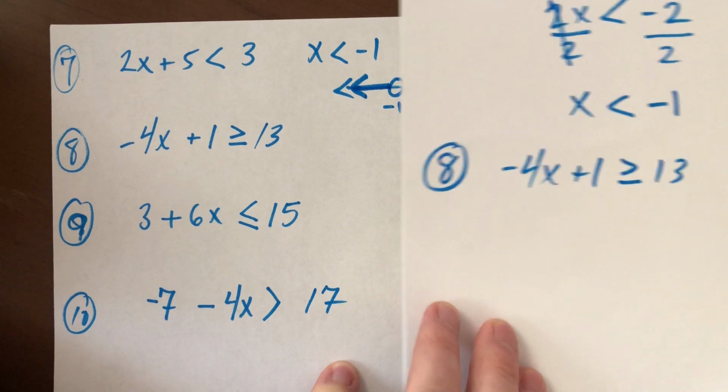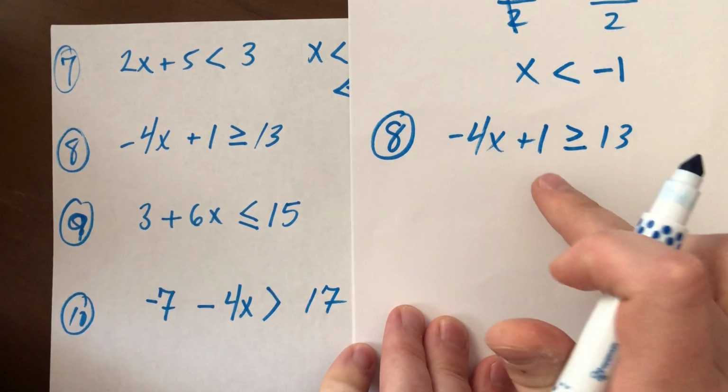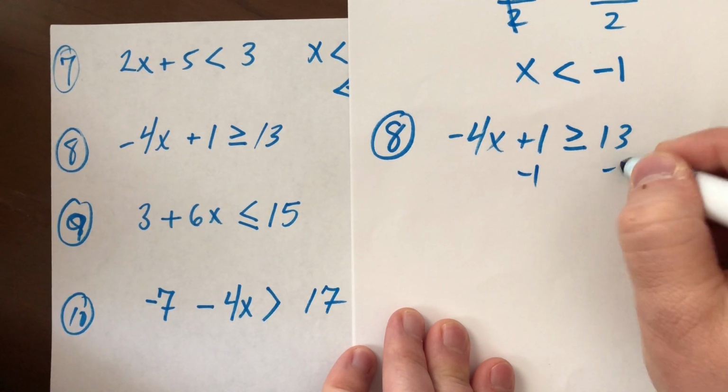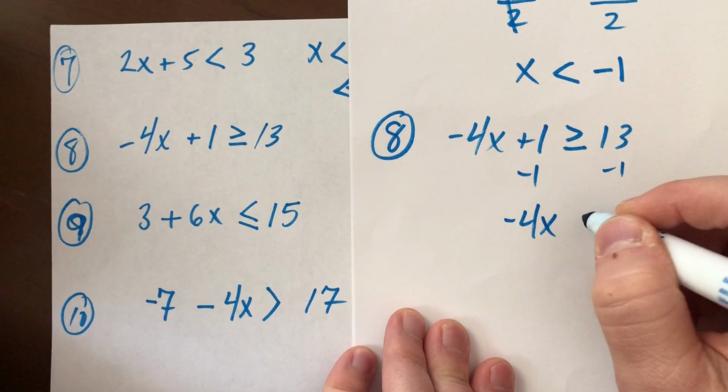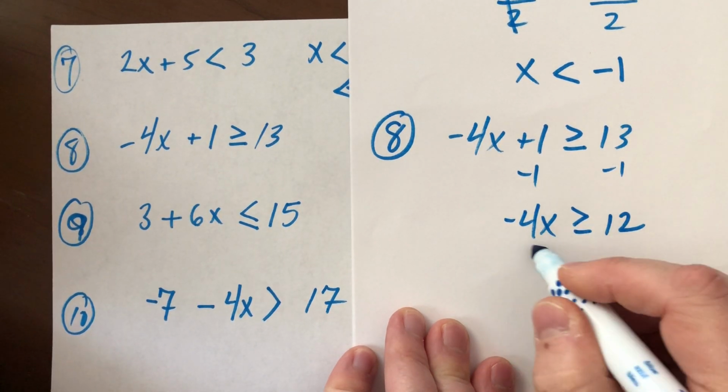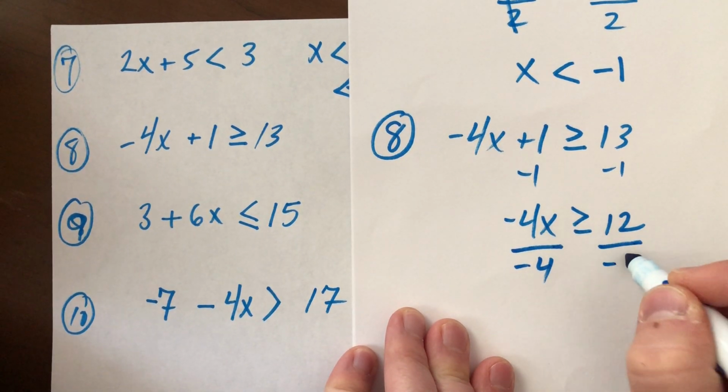So let's see. We're going to do our regular solve moves, right? I use pluses and minuses first. So I see that +1. I'm going to subtract it from both sides. Get negative 4x. Over here, I got 13 minus 1. I get 12. When I divide by -4, I divide by -4.